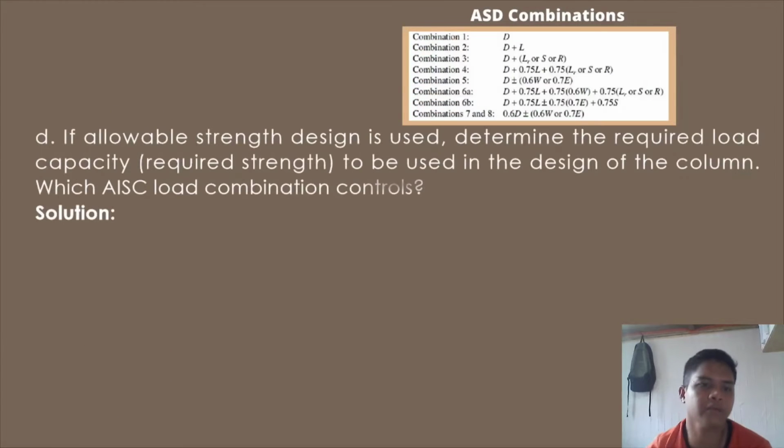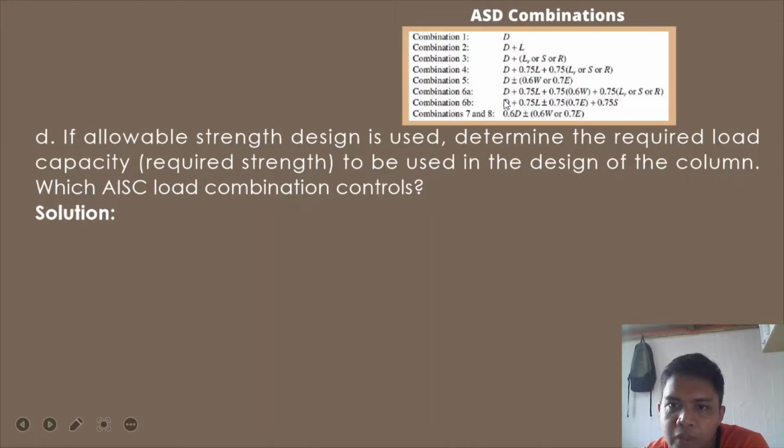Next is D. If allowable strength design is used, automatically it's the ASD combination. Determine the required load capacity or required strength to be used in the design of the column, which AISC load combination controls. Let's apply observation again. We have no wind and earthquake, right? So remove combinations 7 and 8, then combination 5. Now, combination 6A, as you can see, we can relate to 4. We have D, that is equal. Next, 0.75L, that is equal again. Wind, none, so 0 to 0.75, also equal.